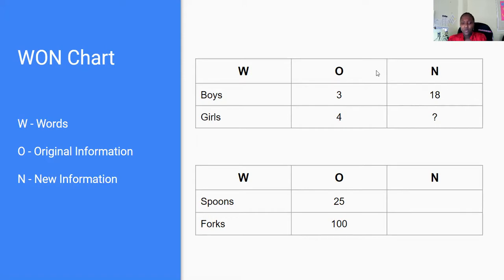So I think we multiplied. So I would do the same to the bottom. 4 times 3 would give me 12. Let's look at this one. This one's comparing spoons to forks. So here's my words. Here's the original information that they gave me. 25 spoons to 100 forks. So our new information, we would have to figure out. So that's what a ratio chart is. And I will also be giving you more information about that.